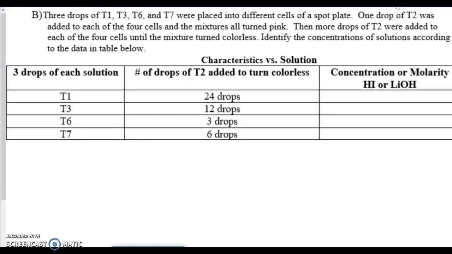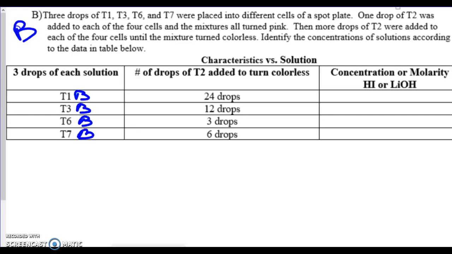B, 3 drops of T1, T3, T6, and T7 were placed in different wells on a spot plate. I look at my data and I find out that those are all bases. 1 drop of T2 was added to each of the 4 cells and turned pink. When more drops of T2 were added to each of the 4 cells until the mixture turned colorless. Identify the concentrations. So 3 drops of these guys, these are all bases.